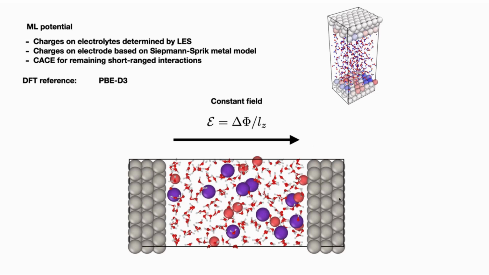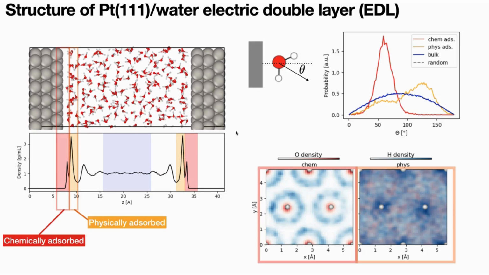So essentially, imagine you have a capacitor. You would have different electric potential on the left and on the right electrode. You can also impose the same thing by adding a constant field to your simulation. By doing that, we are able to simulate the structure of the electric double layer. So for the simplest case, this is water and platinum under no external electric field.